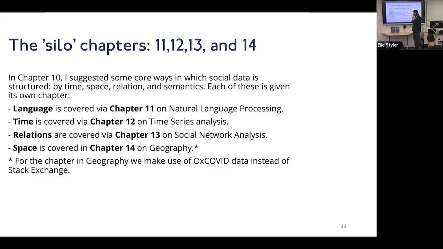Relations are covered in chapter 13 on social network analysis. There we say, well, if I reply to a certain commenter, then there's a relationship between me and that person that I reply to. If I denote a friendship between myself and someone else, then that's a relation. Relations make a difference. People are not merely anonymous online. And even when they are, there's still emergent properties that happen from these relationships.